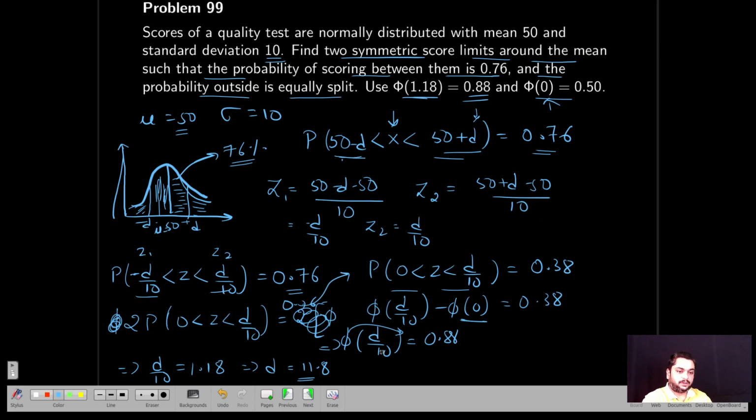So now, what is the interval? The interval is 50 minus 11.8 comma 50 plus 11.8. That means it lies between 38.2 comma 61.8. This you have found out. That is the answer.